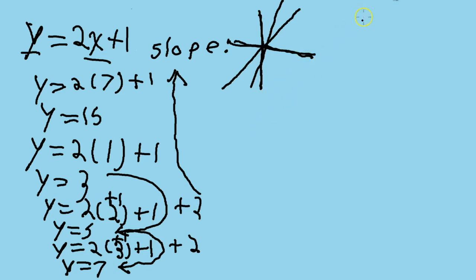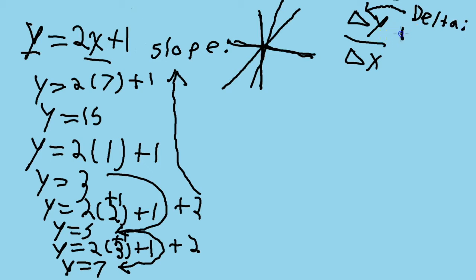Now, slope can be represented as a change in y over the change in x. If you guys aren't familiar with this sign, this is delta. Delta means the difference. But it's saying the difference of y. But there's only one y. But you need 2 points if you want to find the slope of a line.